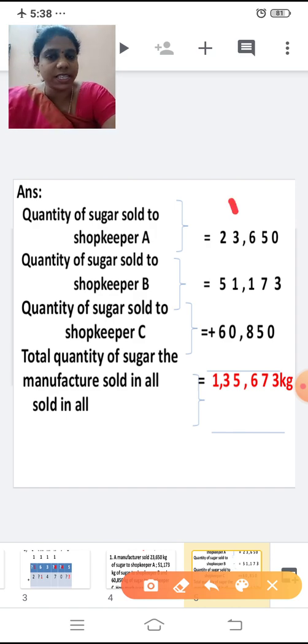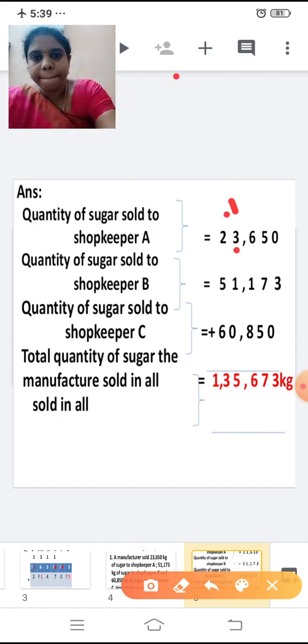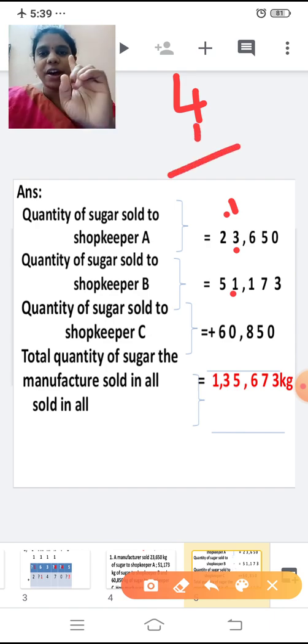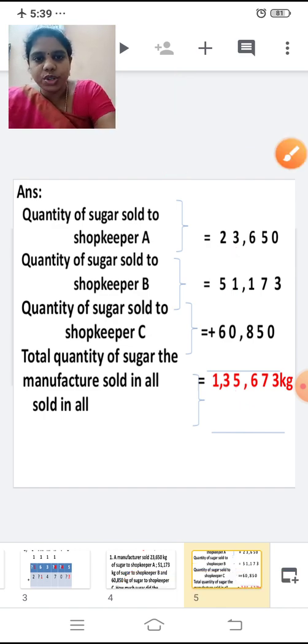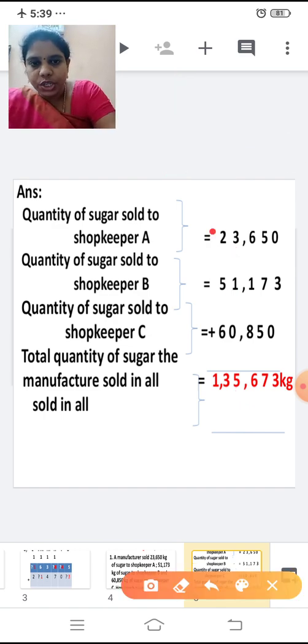Shall we add the thousands place now? 1 plus 3 is 4. With 4 I am going to add one more to it. 4 plus 1 is 5. So write 5 in the thousands place. Move on to the 10,000 place now. 2 plus 5.